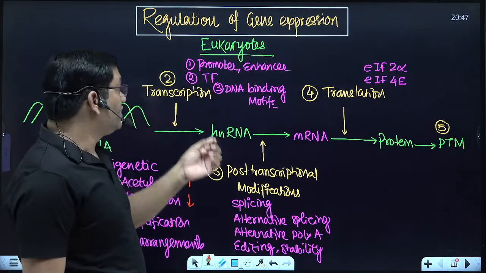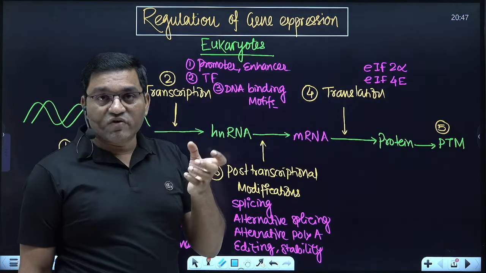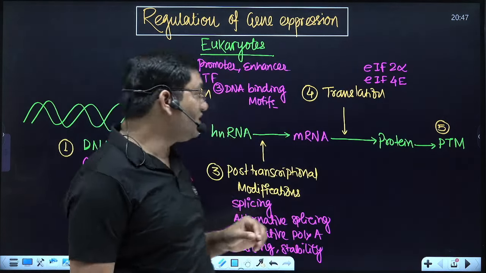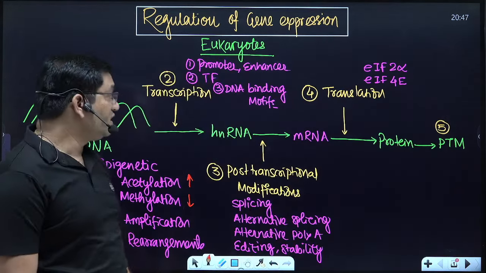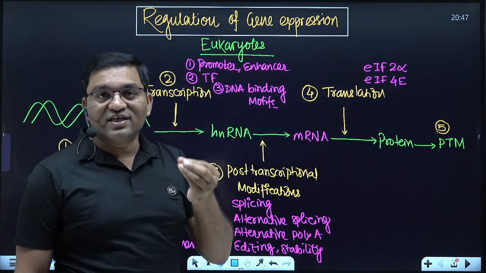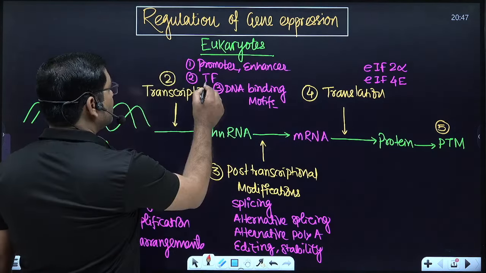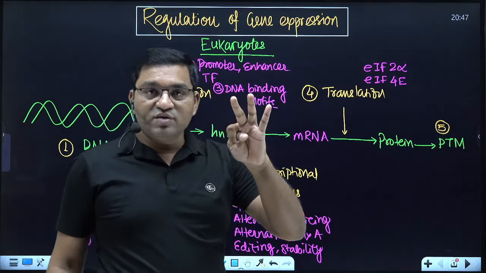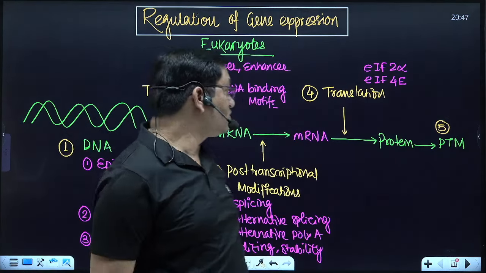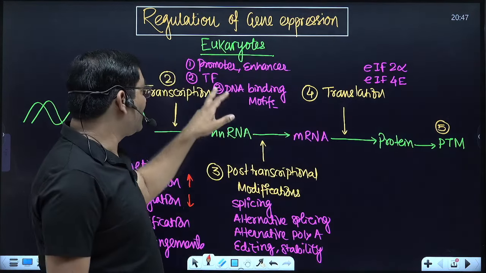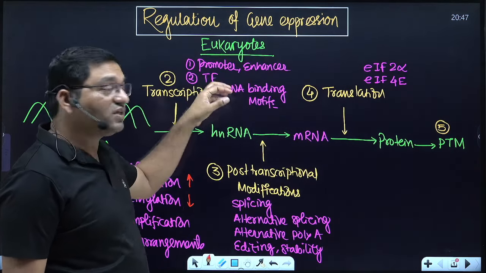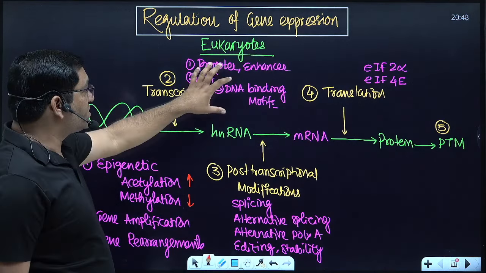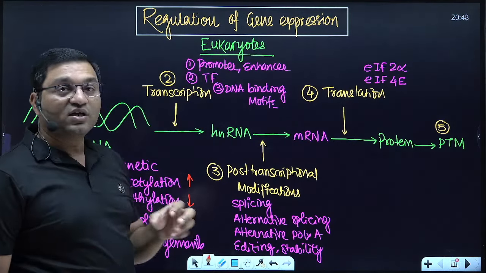the DNA strand, then various transcription factors, for example, transcription factor D, A, B, F, E, H. These are the various transcription factors which attach to the DNA, and DNA binding motifs, these are the super secondary structures which help in attachment of these transcription factors to the DNA. So DNA binding motifs are the zinc finger motif, leucine zipper motif, helix turn helix, and helix loop helix motifs. What is the role of these DNA binding motifs? Attachment of various transcription factors or regulators to the DNA with the help of these motifs. So these are the transcriptional modification or transcriptional regulation.